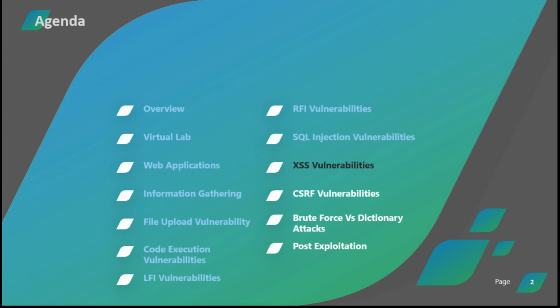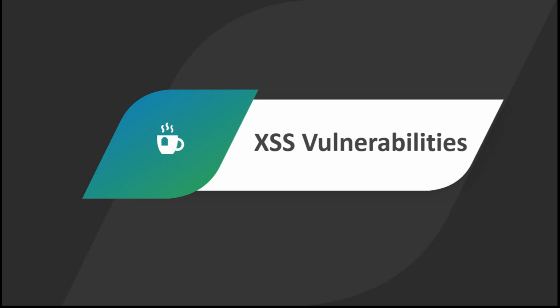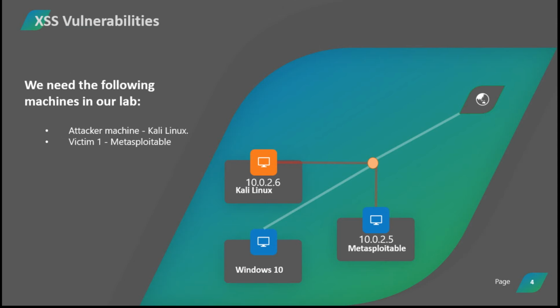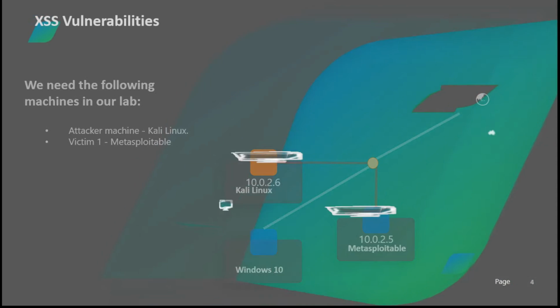Okay, let's move to the next part, which is about cross-site scripting vulnerabilities. We need the following machines in our lab. Mainly we need an attacking machine, which is Kali Linux, and another machine that contains the vulnerable websites.